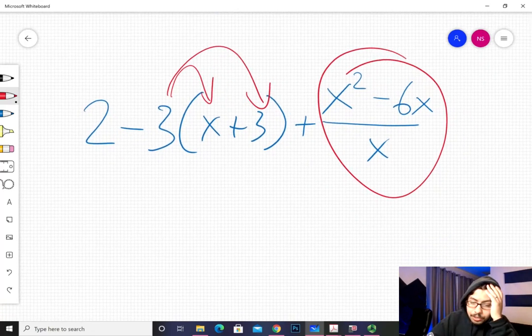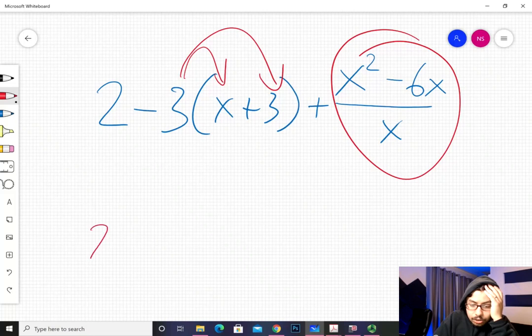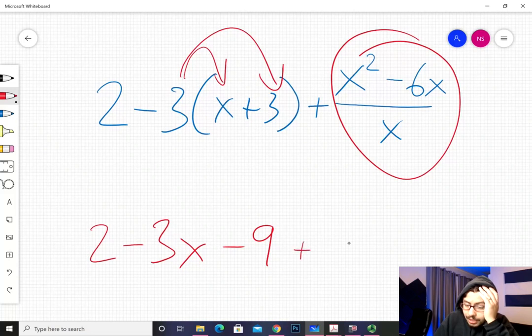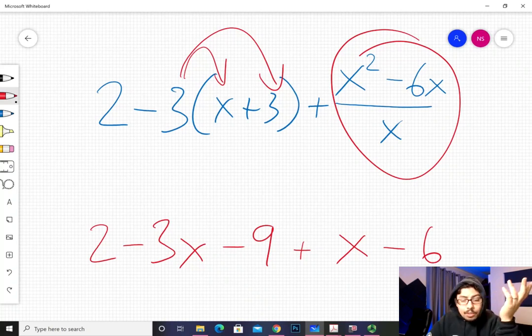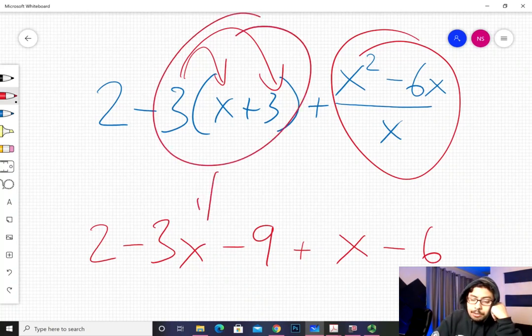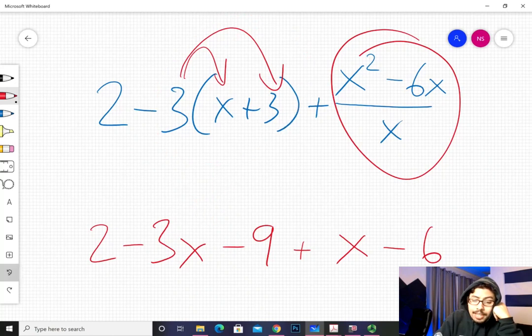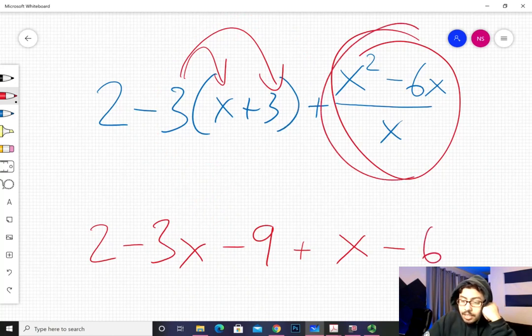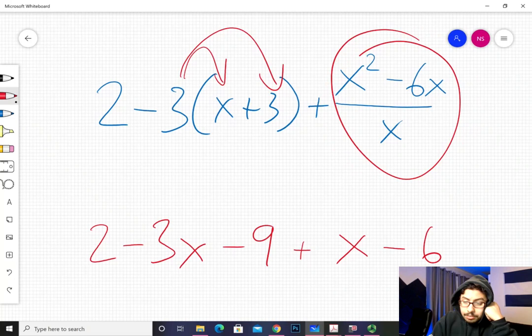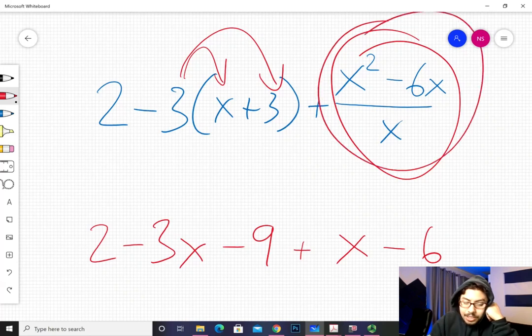For instance, if we were to do this one, we would get 2 minus 3x minus 9 plus x minus 6. That would be a problem. Do you see why? Obviously here, that would come out to that. You guys should be a master of that and get that easily. Here, oh my gosh. So here, what do we do in this stage?